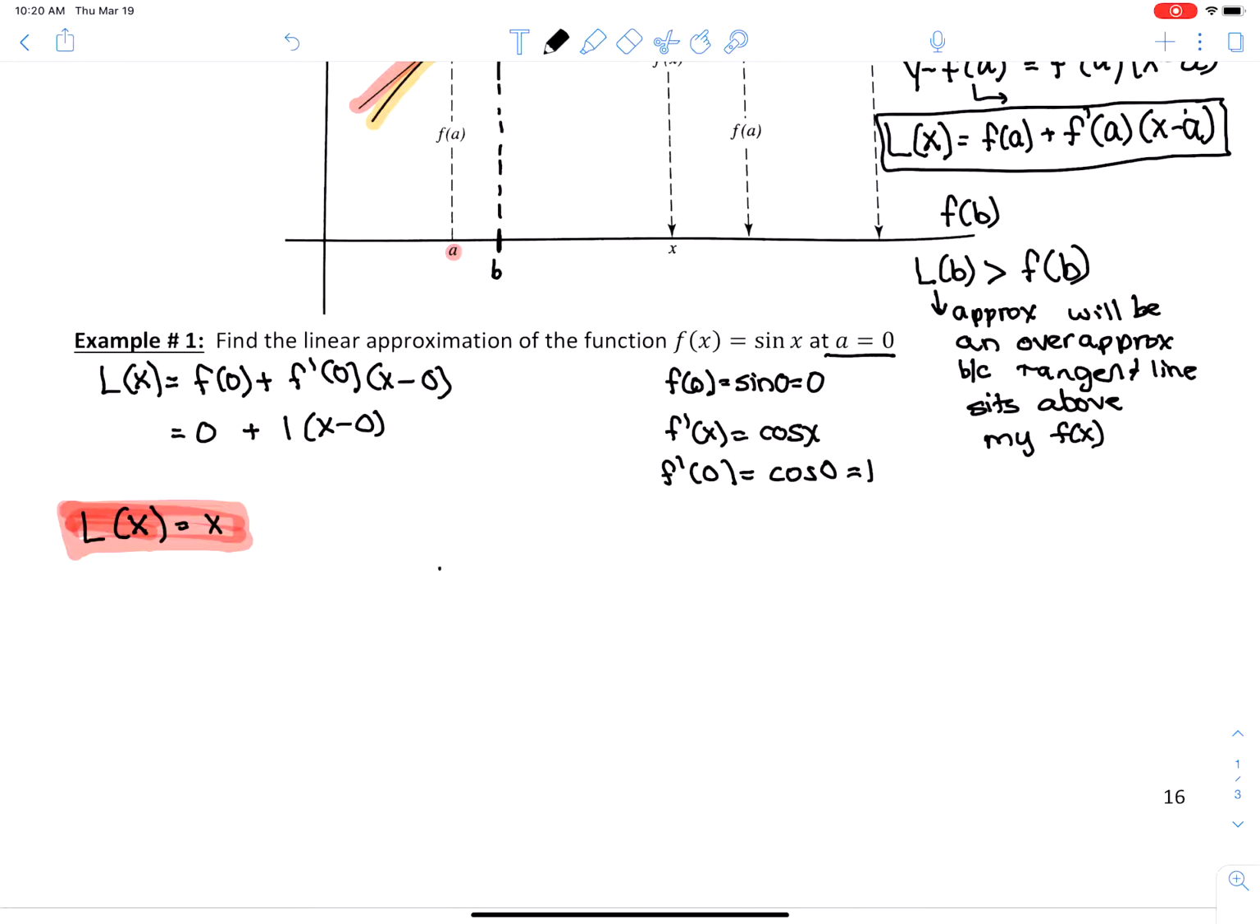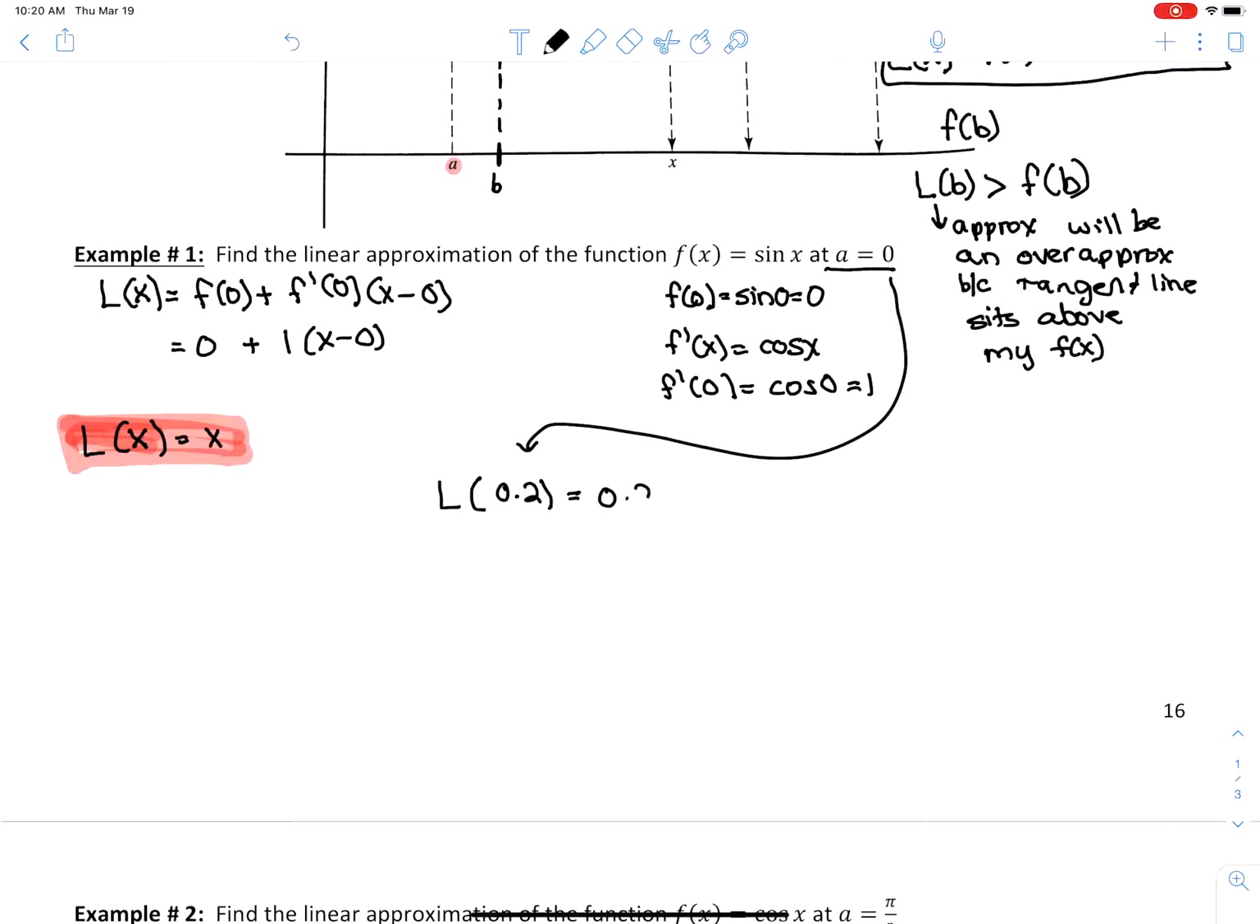So I could ask you to do L of a value close to 0. So let's say we take 0.2. L of 0.2 would be 0.2 because I'm subbing it into x. My function value at 0.2 would be equal to sine of 0.2. Make sure your calculator is in radian mode. 0.198669... And you can see that my approximation is an over approximation. And this is because the tangent line sits above the original function at this point.